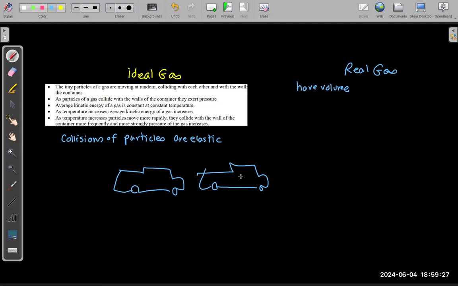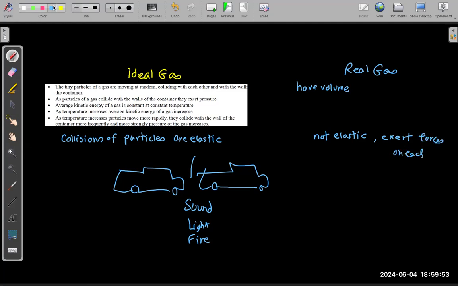Actually, in reality, if you hit this car, some energy will be lost, and it will come out as a big sound, as light. It might cause some fire. So the collision is not elastic like in the ideal gas. So collisions are not elastic. And what does it mean that the collisions are not elastic? That they exert forces on each other.